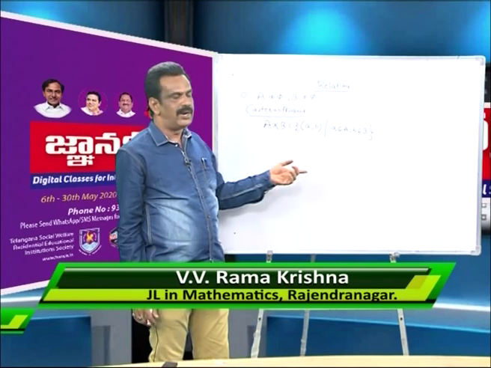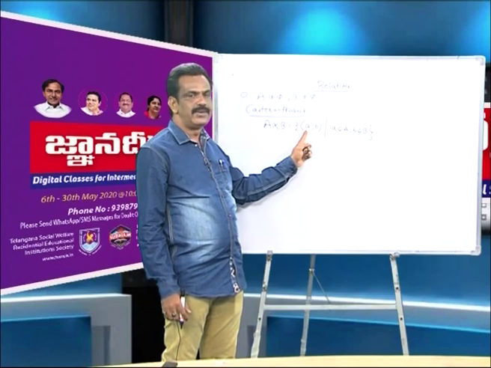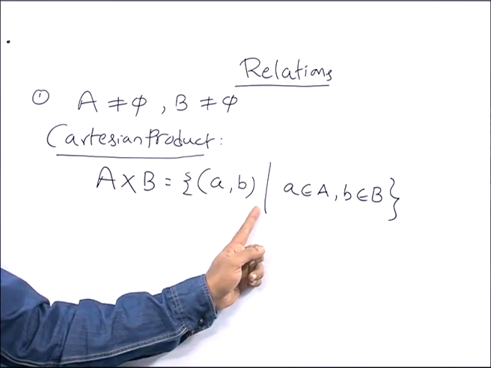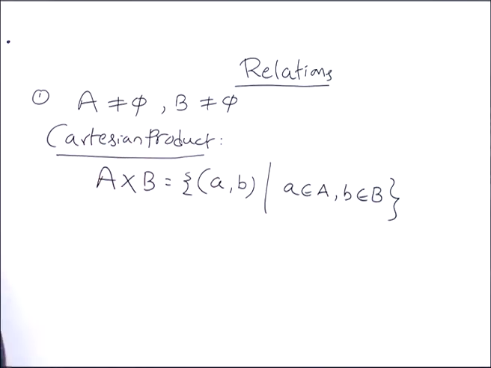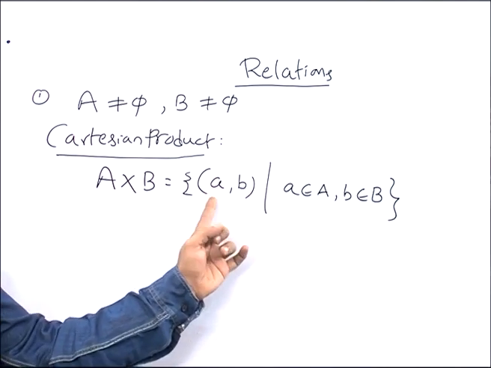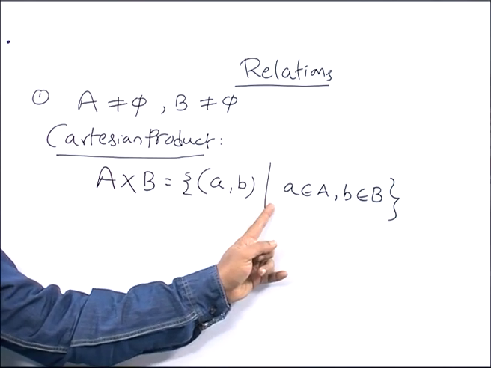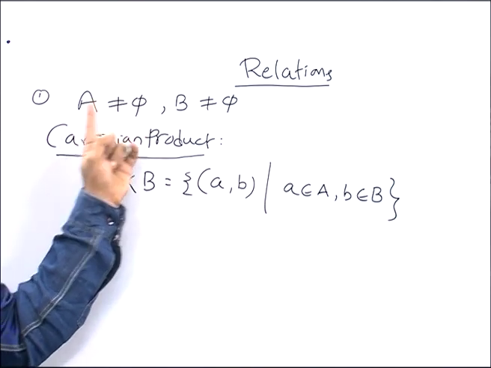Here we are following one order. The first element in the pair must be from the first set capital A, and the second element b must be from the second set capital B. That's why we are calling it an ordered pair of elements. So A cross B is the set of ordered pairs connecting the elements of A to elements of B.